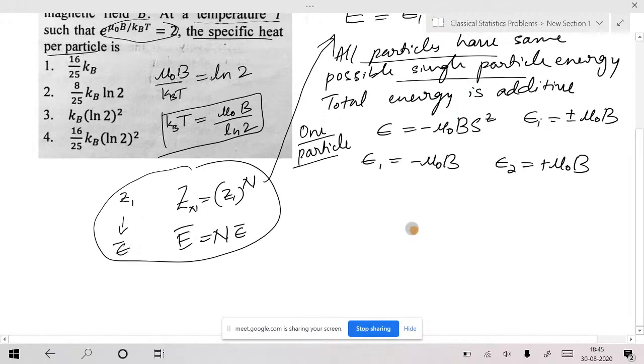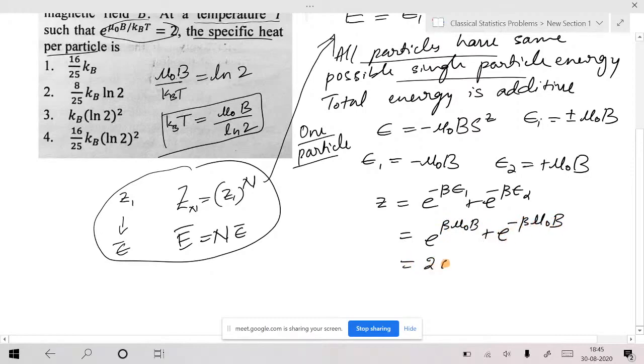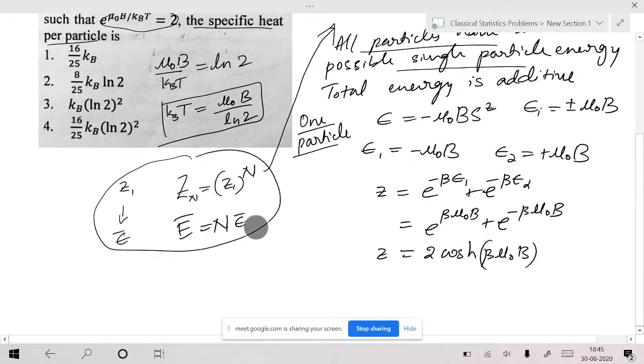Now look at here, it's quite easy. Can you find the partition function, small z here? What is the partition function? e power minus beta E1 plus e power minus beta E2, two possible energies for a single particle. That's equal to e power beta mu naught B plus e power minus beta mu naught B. I can write that as 2 cosh of beta mu naught B. Once you see this Z, you should quickly write the answer. Right now you can't, wait a second, he's talking about specific heat. Anyway, we shall do that.